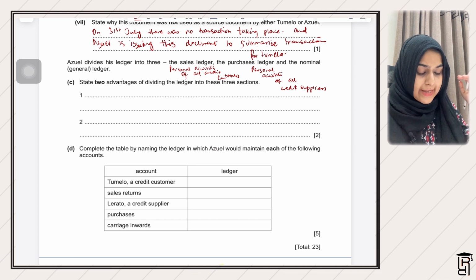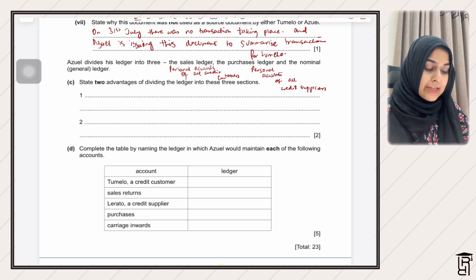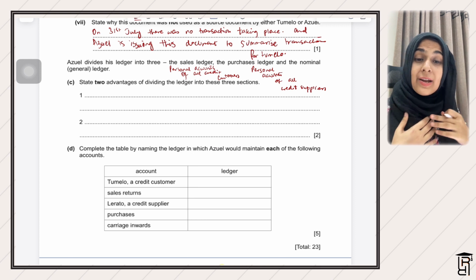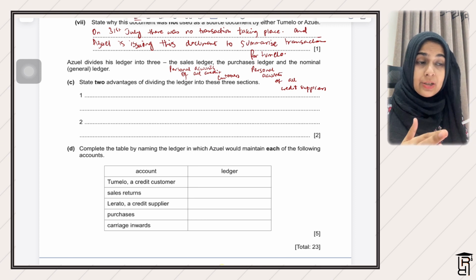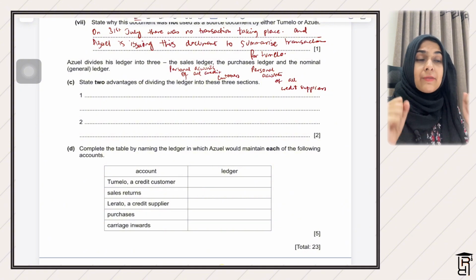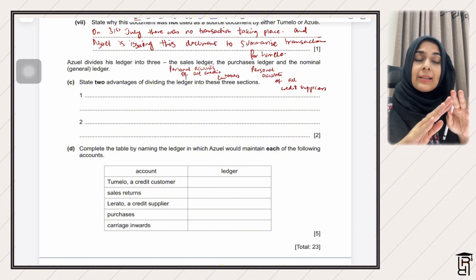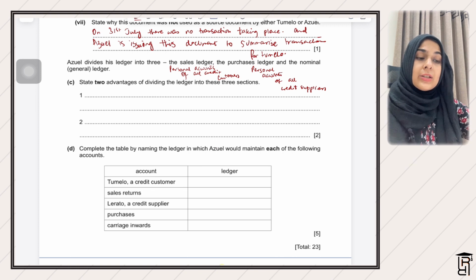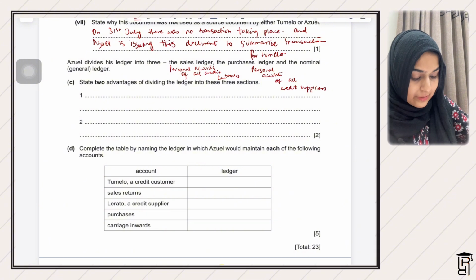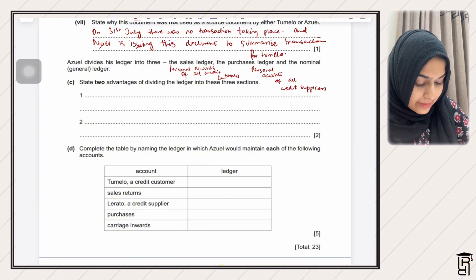So yes, state two advantages of dividing the ledger into these three sections. If you divide the ledger into these three sections, the greatest advantage is that it becomes very organized. So you know under what heading what account you will find. Let's say I want to see a customer's account. I'll go to the sales ledger subdivision and find the customer's account. This helps us organize the ledger.